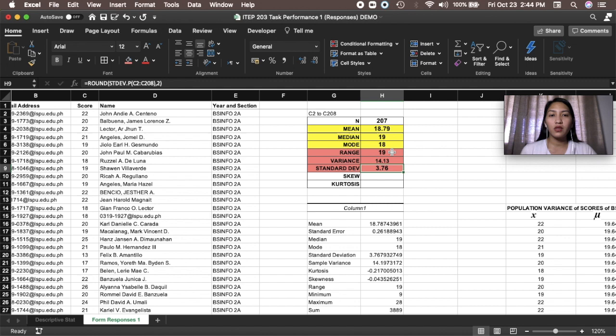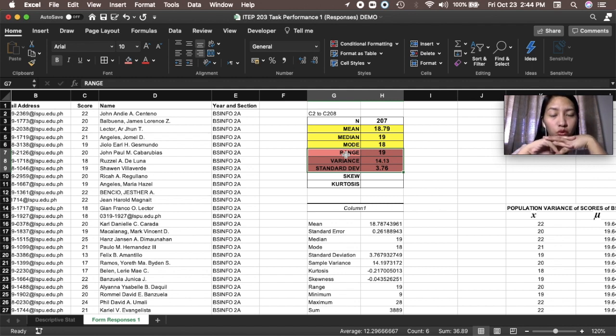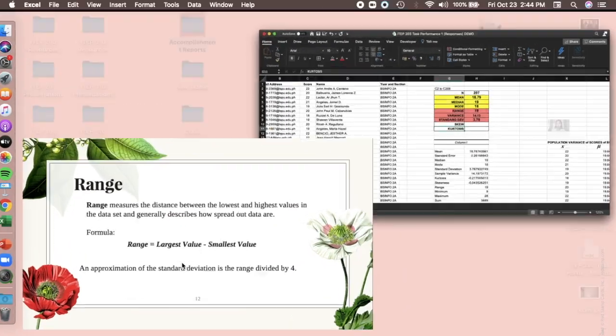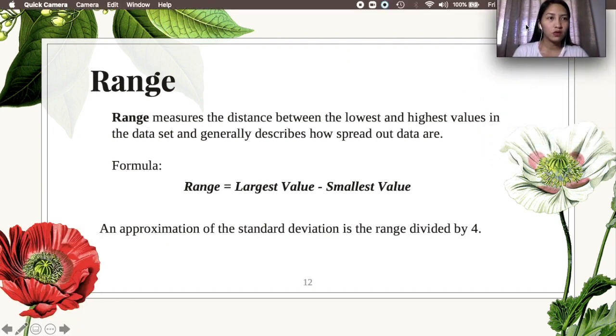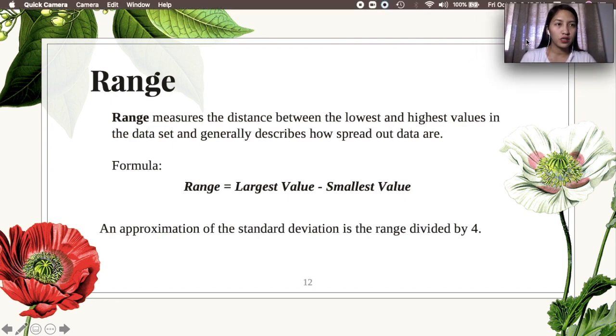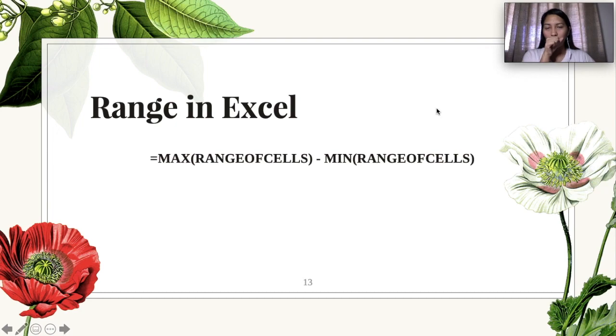Okay. Now, let's proceed naman to skew and kurtosis. This range, variance, and standard deviation, it somehow show the variation of your data. So, meron pa tayong dalawang descriptive statistics. Meron pa tayong dalawang pwedeng gamitin to explain the data further. Meron tayong skew and kurtosis. Okay. So, for the skew and kurtosis, ayan. By the way, for the range, ayan discuss na din pala natin to, no?